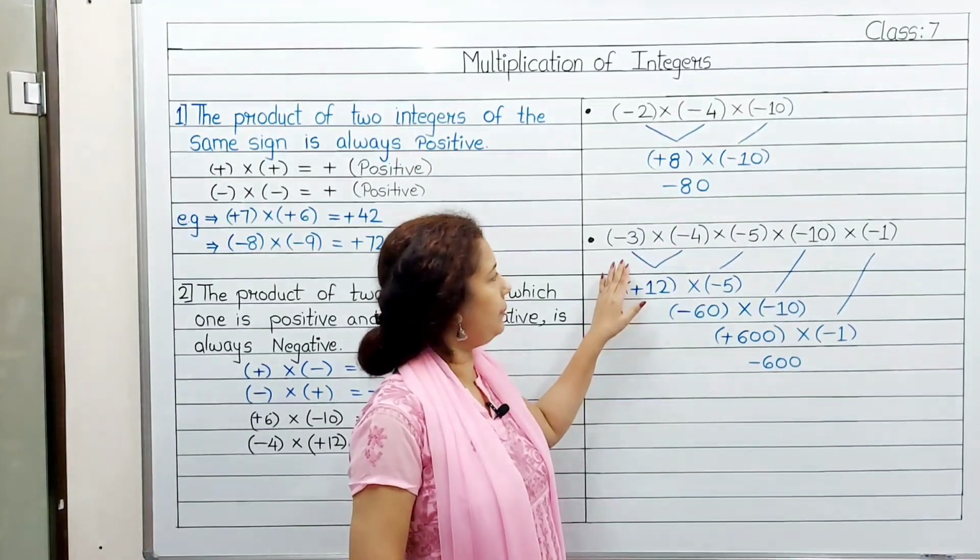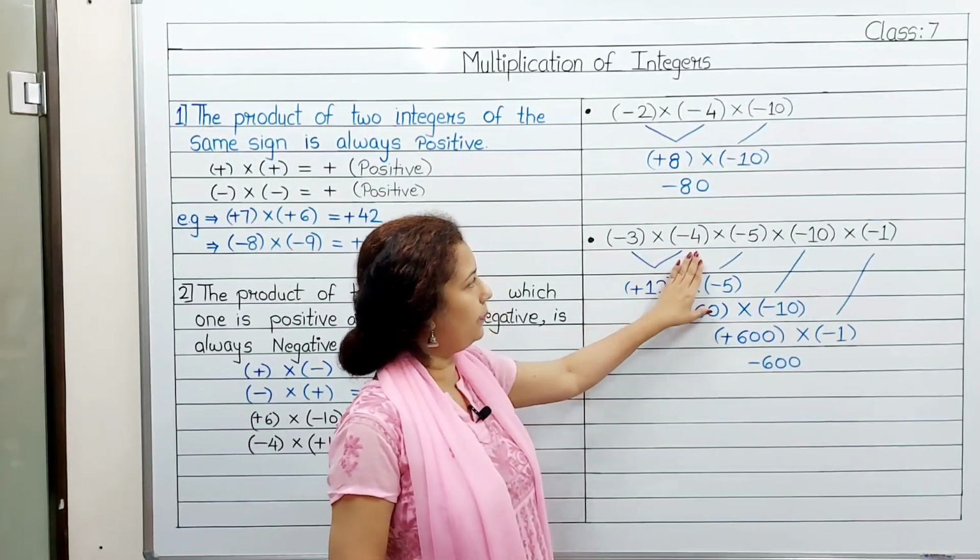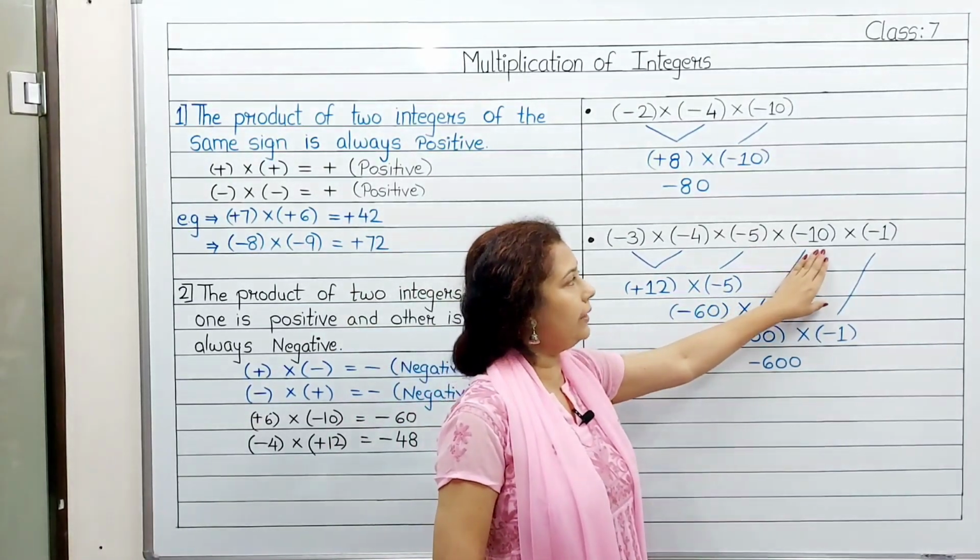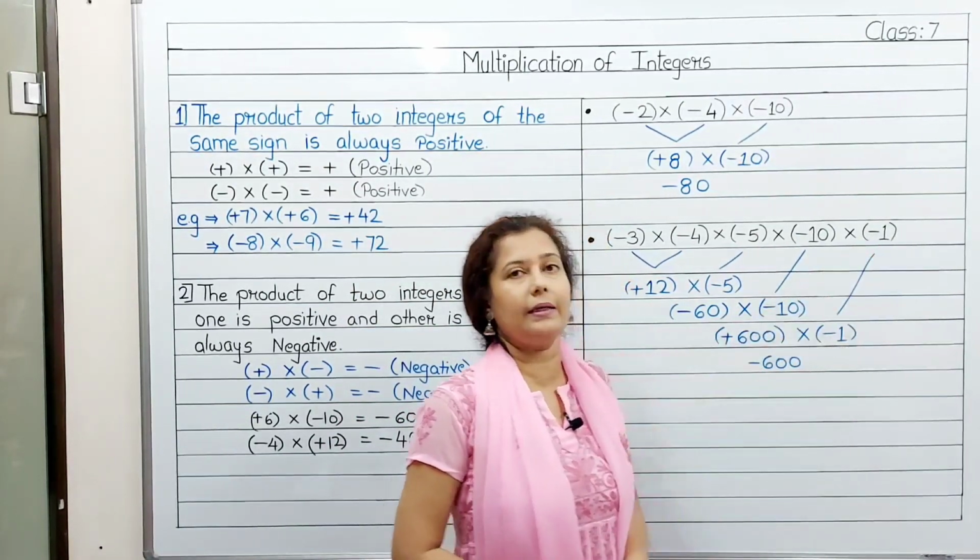Second example, we will multiply minus 3 into minus 4 into minus 5 into minus 10 into minus 1.